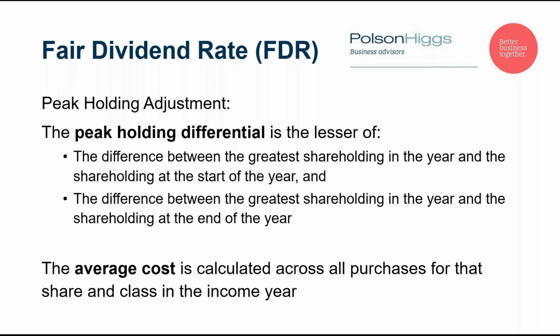Well, the peak holding adjustment, first we have to work out what our peak holding is. So what was the maximum number of shares that I had during the year? Simply add up all my shareholdings at various times of the year and then compare that peak holding number to my opening and my closing share value. And the smallest difference is my peak holding differential. I then take my peak holding differential and multiply that by my average cost. And that's my peak holding adjustment.